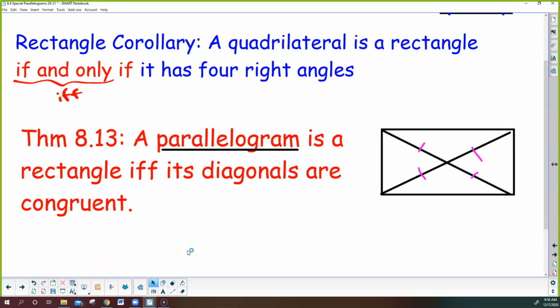So what do we know? We know that a rectangle is a parallelogram with 4 right angles. We also know that a rectangle is a parallelogram if the diagonals are congruent. So if you know you have a parallelogram and your diagonals are congruent, then you can also conclude it has 4 right angles because it's a rectangle.